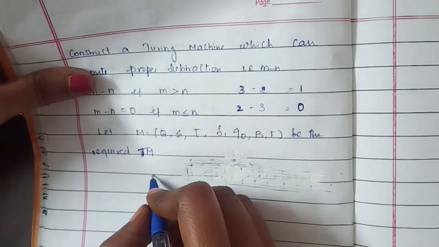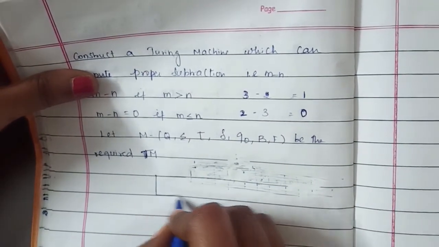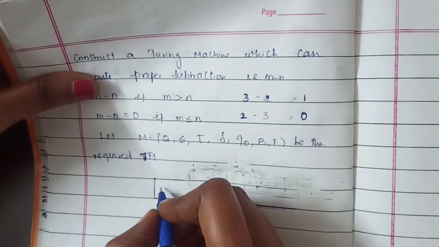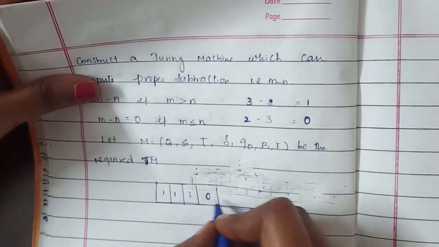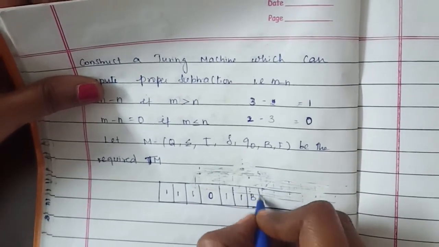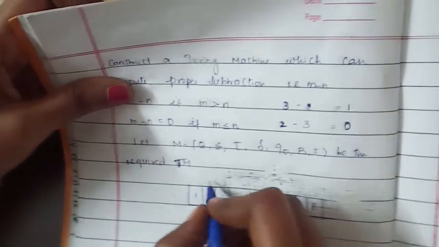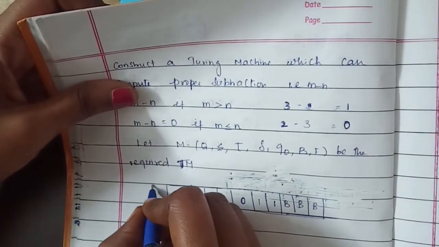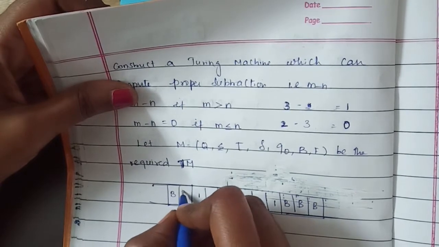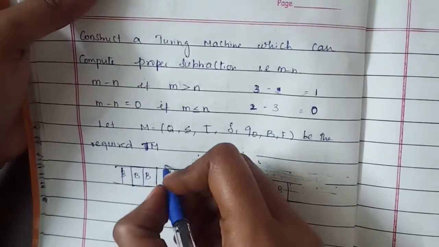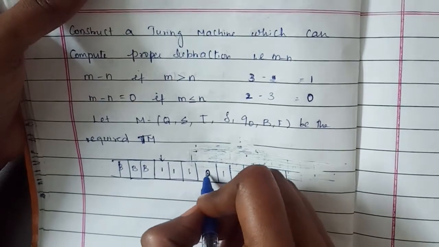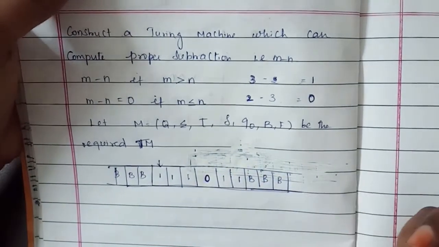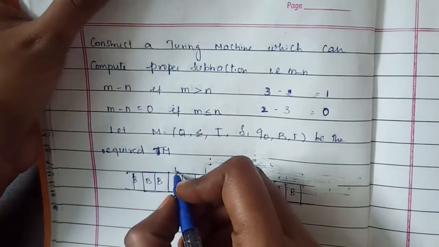Before going to the transition diagram, we will see how the working mechanism happens. For example, if I have 1 1 1, then a separator, after this we will have 1 1, and again the blank symbol. The tape also contains blank symbols before and after the input string. So here it is 3 and 2. The separator is used to identify this is m and this is n. Initially my tape head is here.